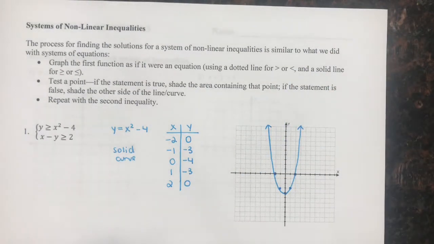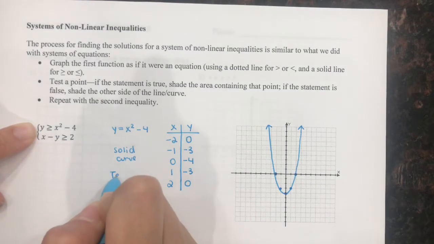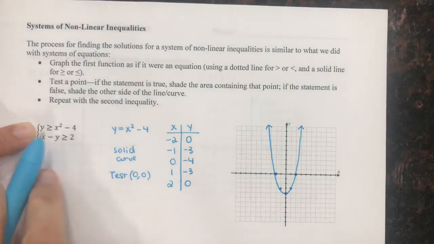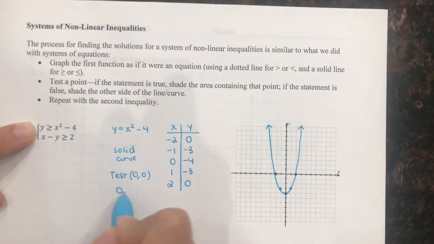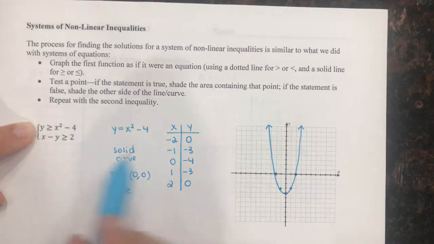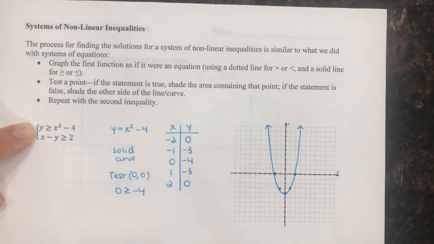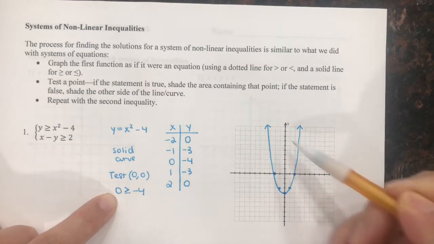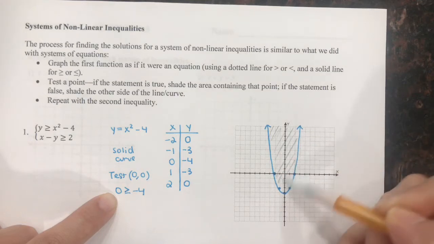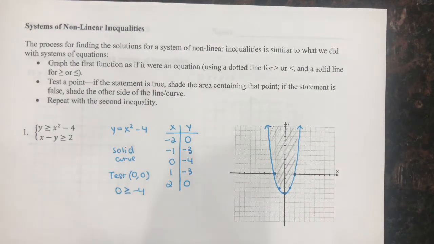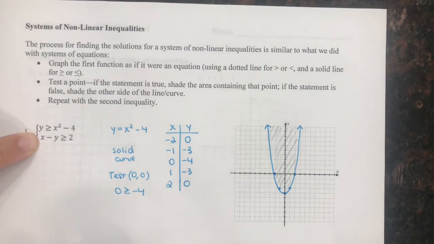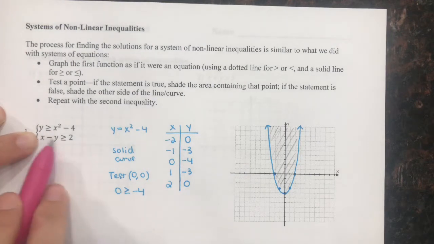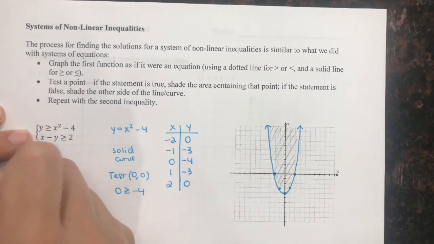Now we still need to test a point. So I'm going to test 0, 0 in the original inequality. So I've got 0 is greater than or equal to negative 4, which is a true statement. That tells me that my shading is on the side of 0, 0, which is inside the parabola. So we're done with this first inequality. Our next one is going to be the linear inequality. Now, I'm going to rewrite this in slope-intercept form just by moving the x over.